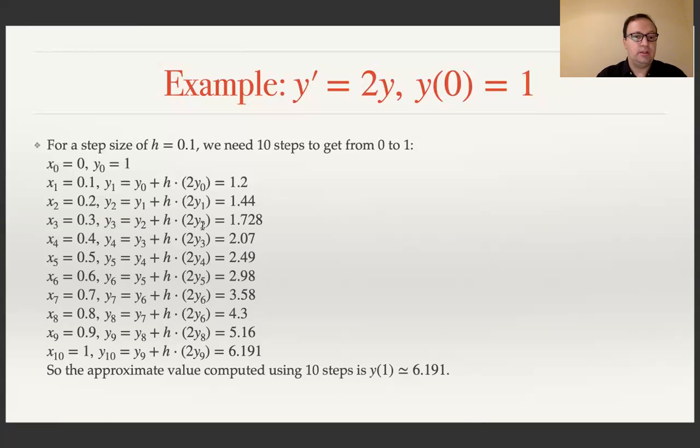For example, if y3 is 1.728 approximately, then we take y3, and y4 is y3 plus 0.1 times 2y3, which is approximately 2.07. And we do this 10 times, and we end up with the approximate value y10, which is the approximate value at the point 1, which we reached in 10 steps. So the approximate value of y of 1 that we got by Euler's method with 10 steps is 6.191.